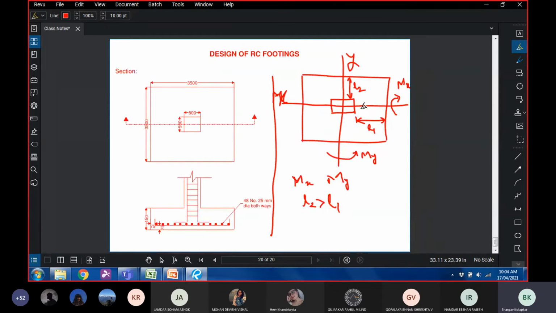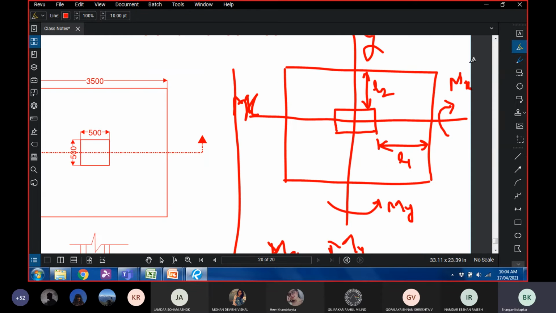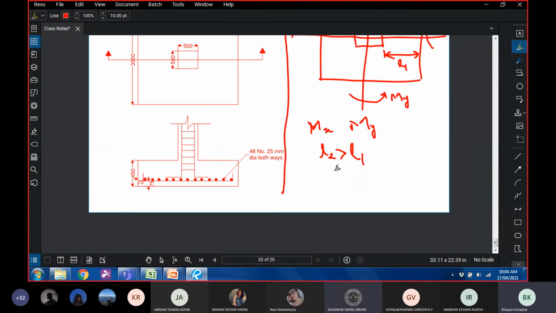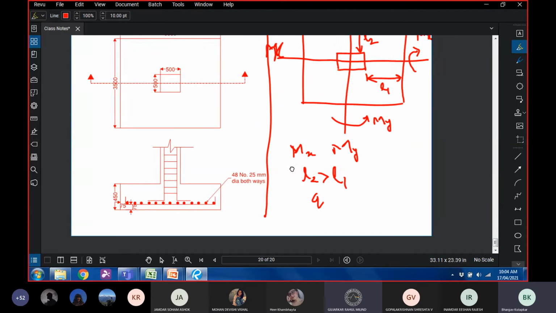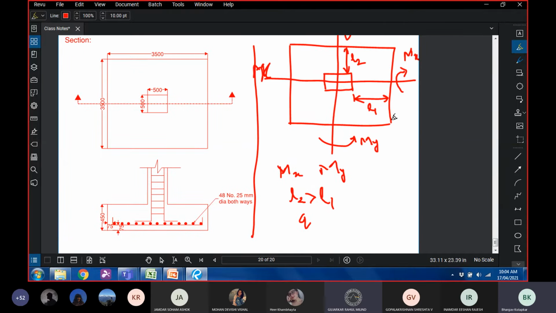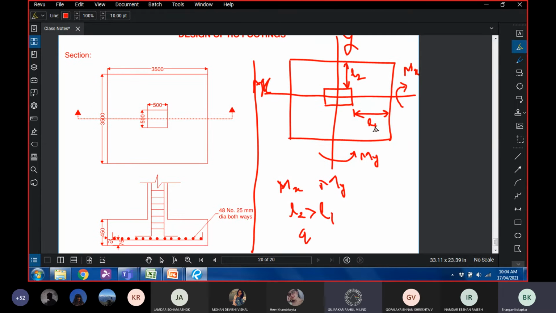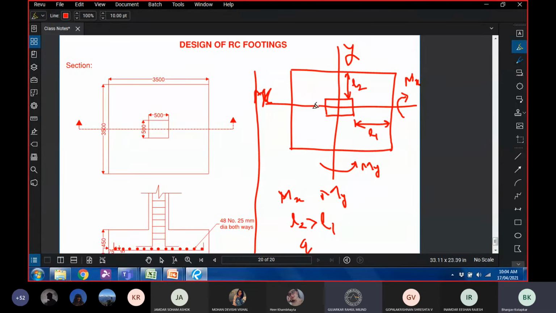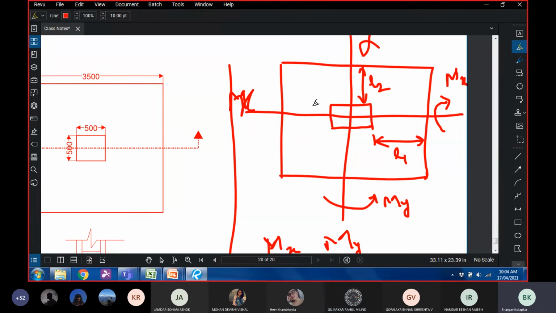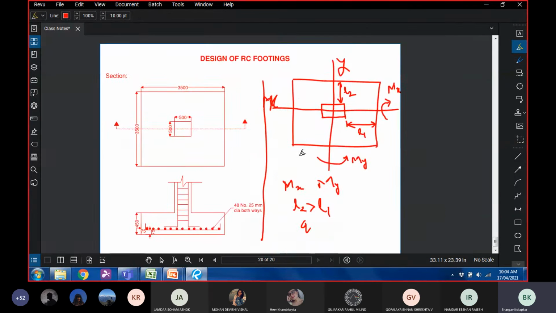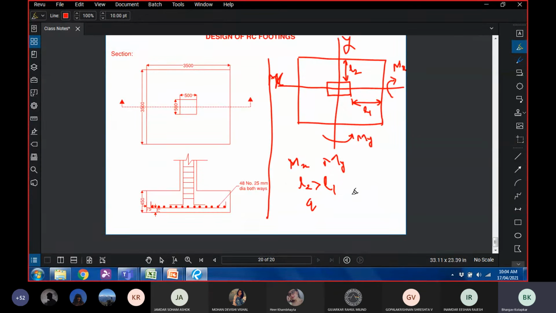Everybody agrees, or does it need a mathematical proof for this? It's simple, right? If this is the shorter side, it's a square column, it's a square footing. So naturally, L2 is going to be greater than L1. Pardon the sketch. It might seem like a rectangular footing, but I've said it multiple times that it is a square footing. So if it's a square footing, L2 is greater than L1, Q is same.